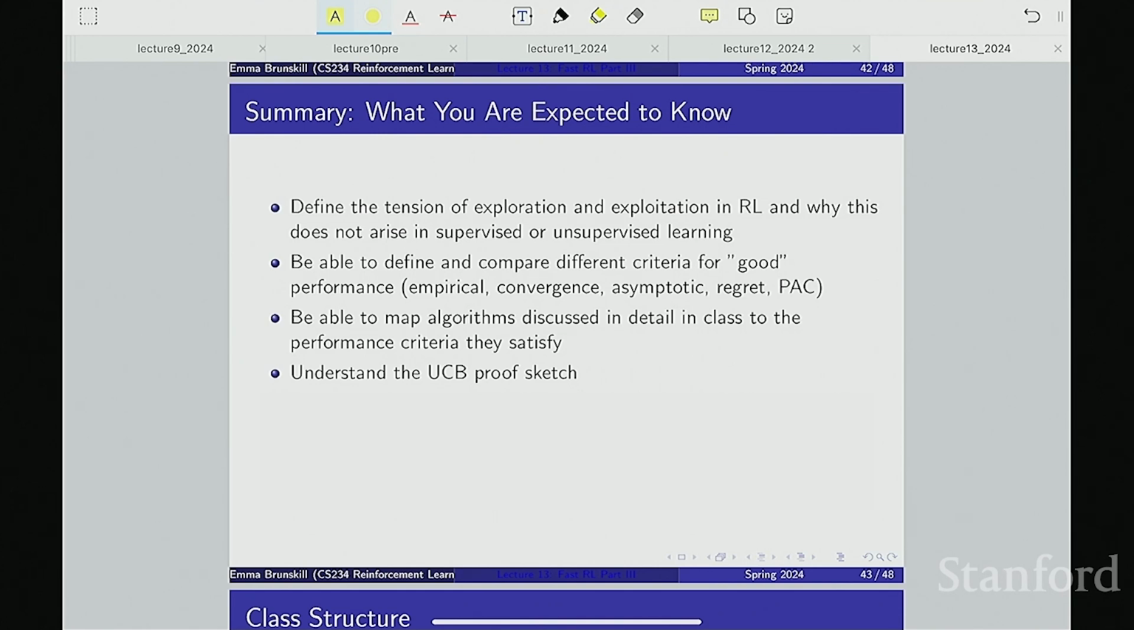You should be able to define and compare different notions of good, whether empirical, convergence, regret, and PAC. You should know for the algorithms we've talked about, do they have, for example, is greedy sublinear regret, which it's not. You should understand the proof sketch I did of why upper confidence bound is sublinear in regret.